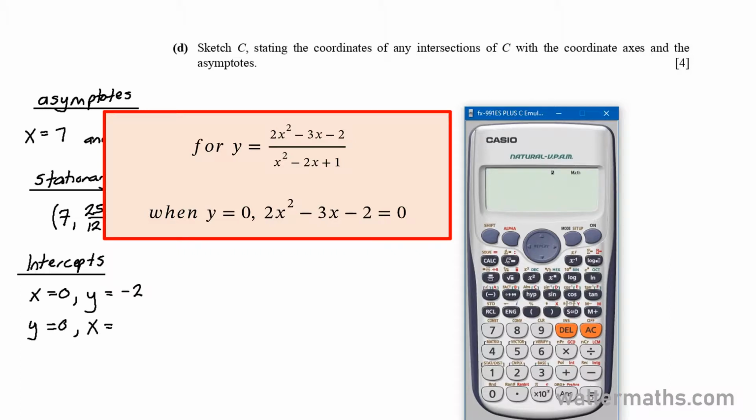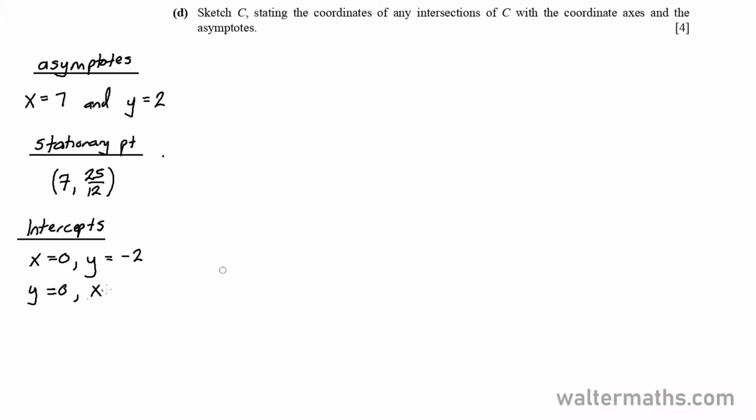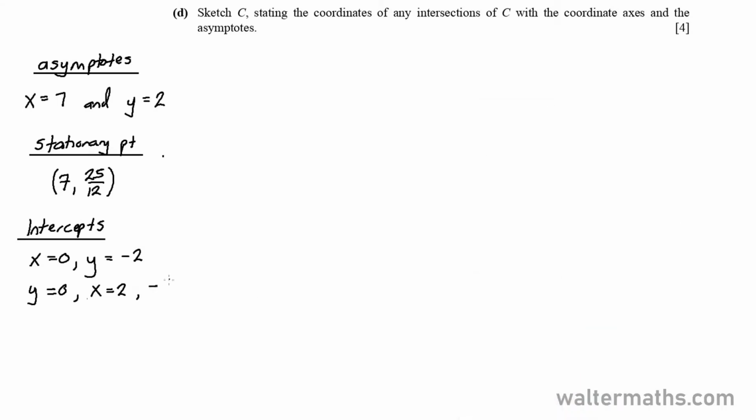So here I can get the value of x. The first value of x comes out as 2. So x is equal to 2, and the other value will come out as minus a half. So we also have minus a half here. So the coordinates of the intercepts are, for the y-intercept, 0 and minus 2. And for the x-intercepts, we have the points 2, 0, and we also have minus a half and 0.